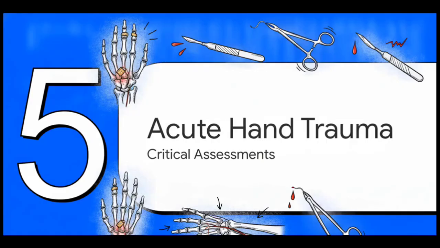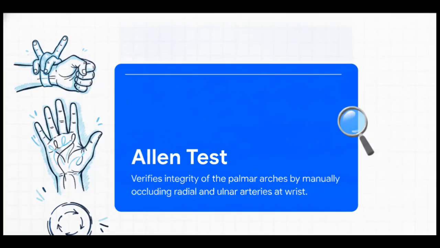Finally, we reach our most heavily tested module, Section 5, Acute Hand Trauma. The literal first step in any vascular assessment of the hand is the Allen test. It is completely mandatory. You have to verify that the superficial and deep palmar arches are totally intact before you do any intervention. It's simple.